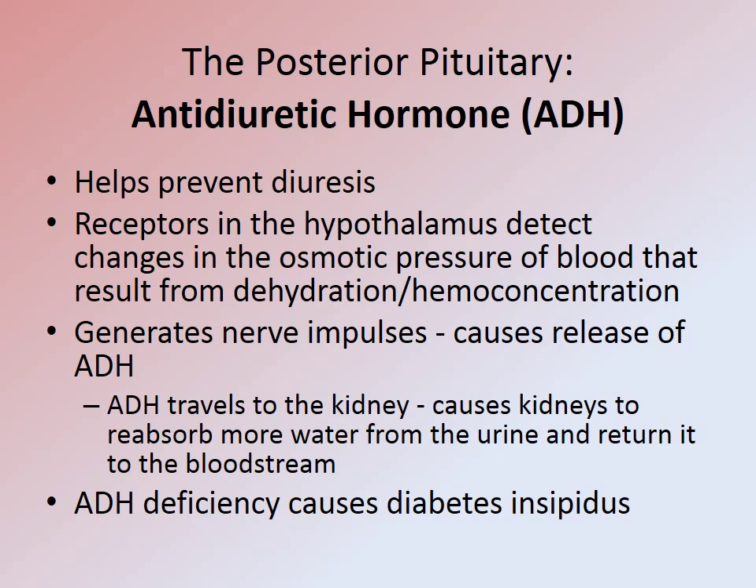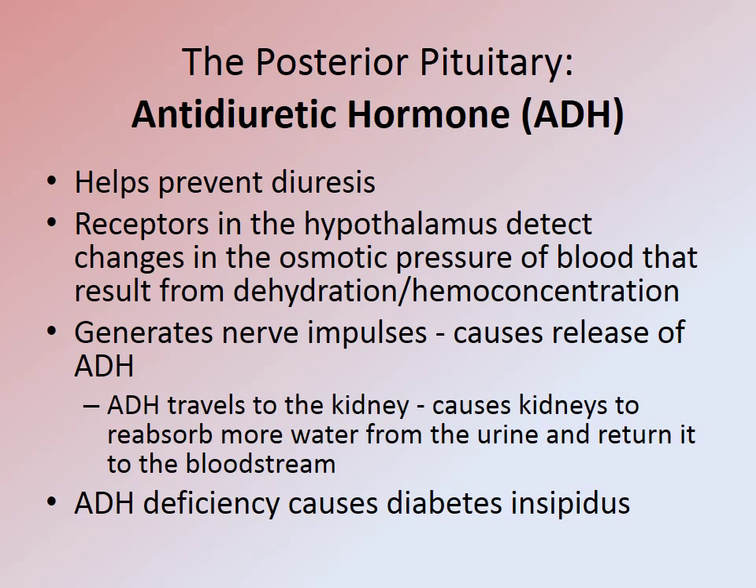Because as we're sleeping, the hypothalamus is going to detect these changes. It determines the osmotic pressure in the blood, and that's how it determines that there's dehydration happening. So the hypothalamus says, wait a minute, we're dehydrating here and I can't let that happen. It generates a nerve impulse to the posterior pituitary gland, where the ADH is being stored, and the posterior pituitary gland will spit out that ADH.